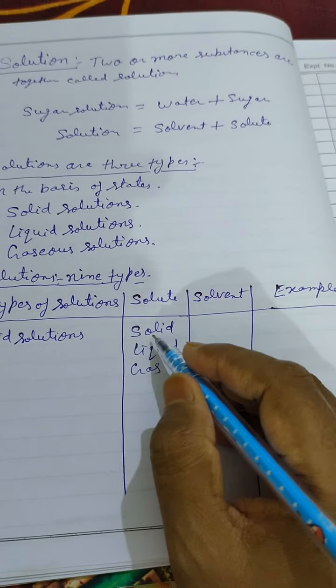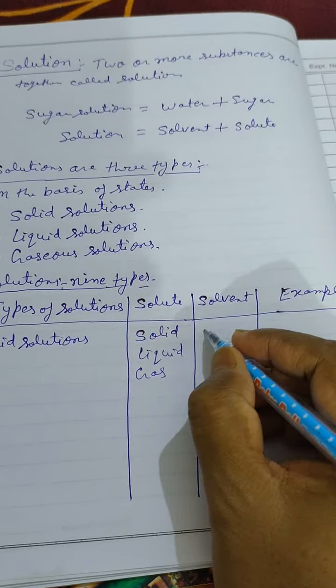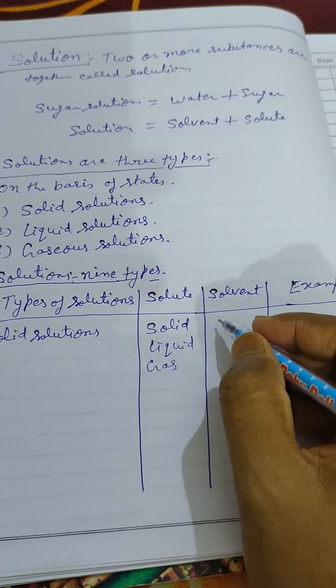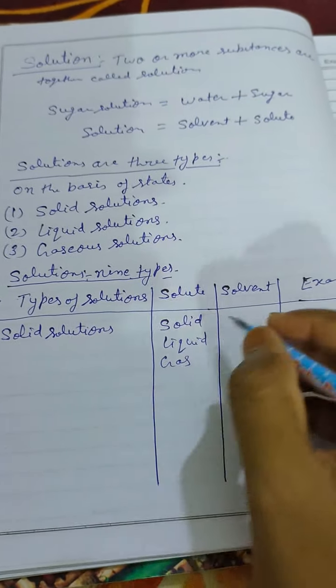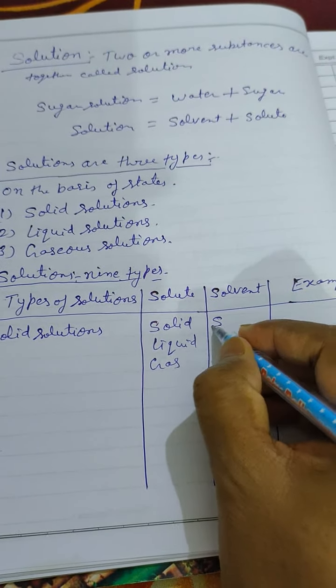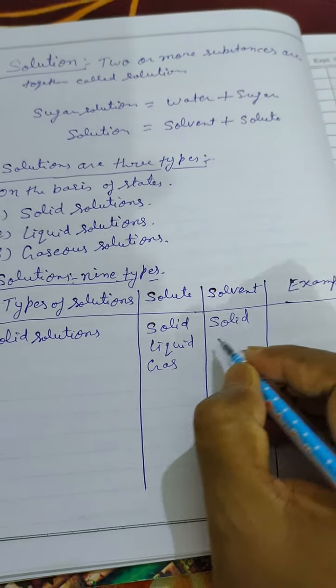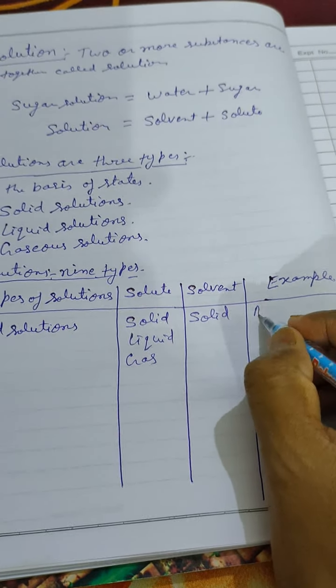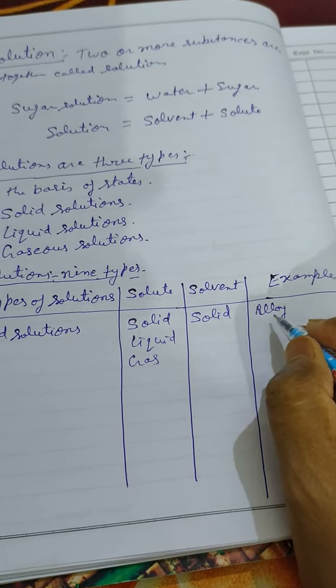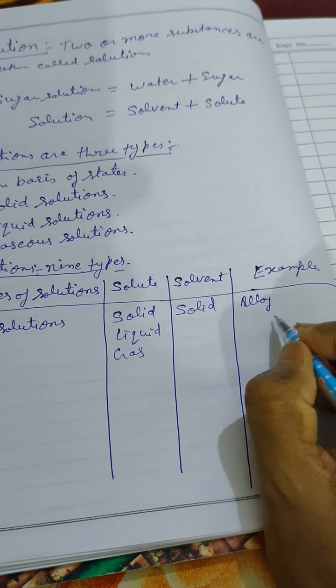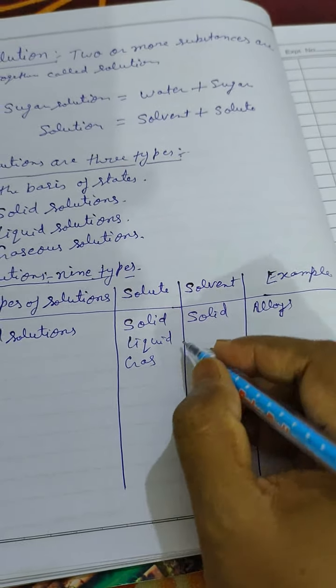When a solute of solid dissolves in solid, solid mixes with solid. For example, alloys. Metals, that is, one metal mixed with another metal. For example, alloys.